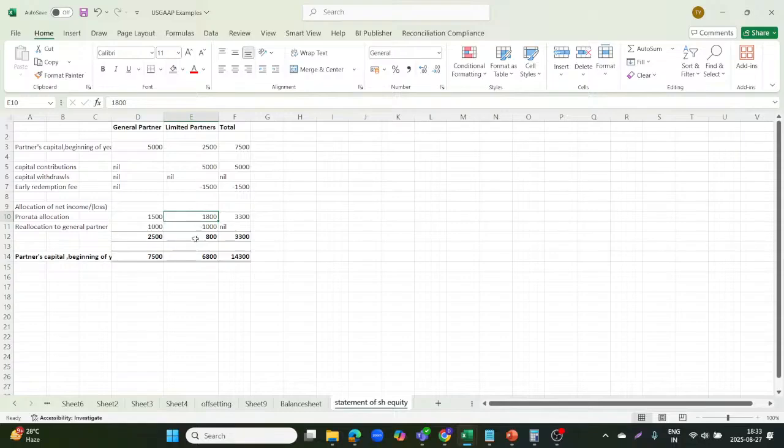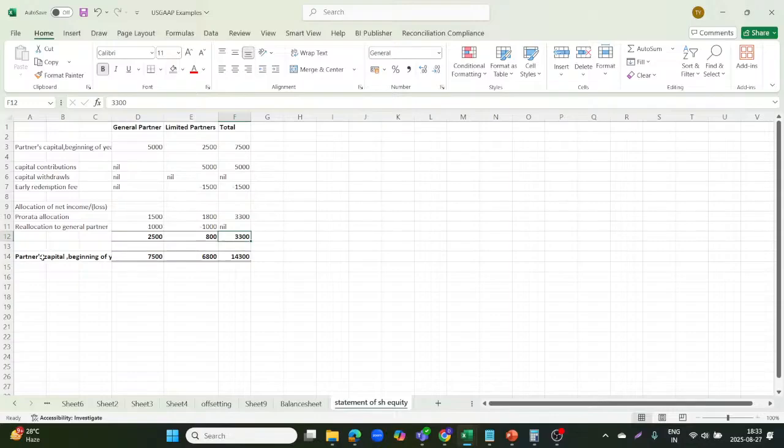Then reallocation happened, that wrongly it was being charged to limited partners, or maybe at a later point of time they thought that the general partner should get more share in the net income. So minus 1,000 is being done from here, and it gets reclassified to the general partner's net income. So the sum total of 1,500 plus 1,000 is 2,500, and 1,800 less the 1,000 that you have reallocated to the general partner, you are left with 800. So the sum total is again 3,300. It should always match. So this is your allocation of net income.